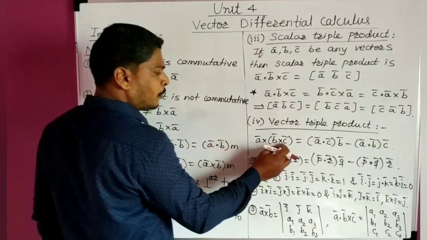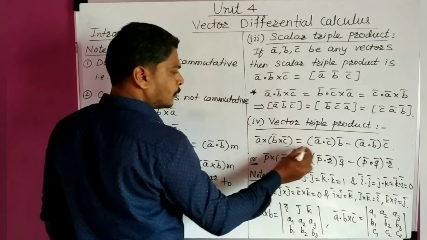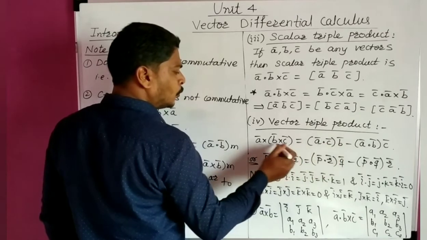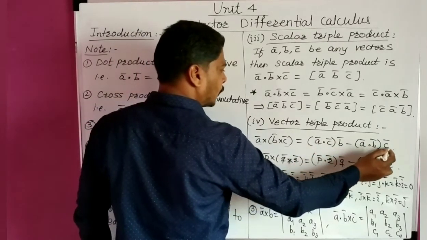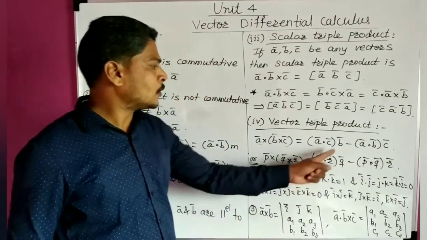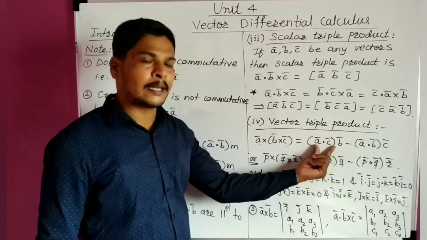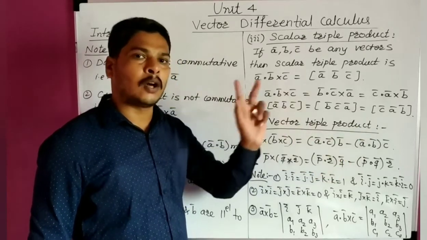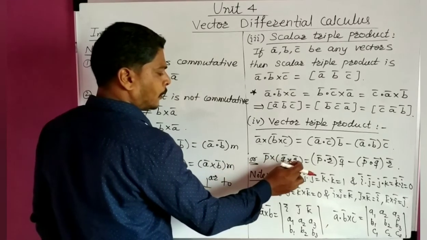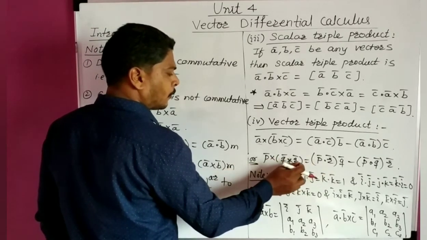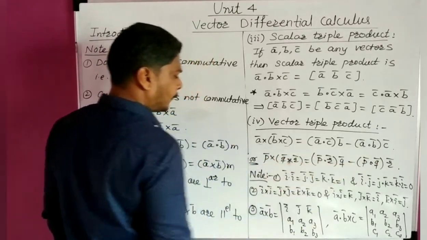So a bar cross b bar cross c bar is equal to first into last, their dot product into the middle vector b as it is, then minus first into second vector, its dot product into c bar. There is no any type of product, no cross product or dot product, because this product becomes a scalar quantity. Scalar into vector is a normal product. Similarly, p bar cross q bar cross r bar can be written as p bar dot r bar into q bar minus p bar dot q bar into r bar.